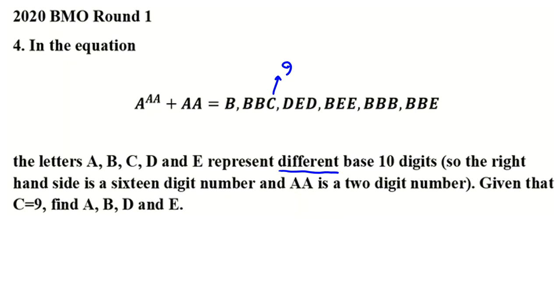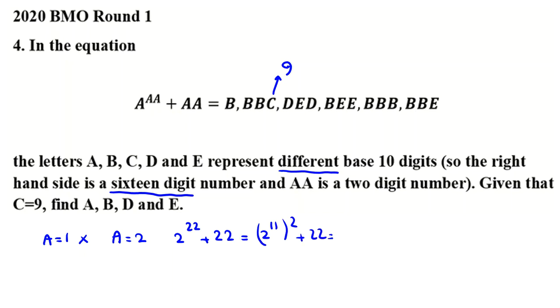So, let's solve this problem. At first, we should find A. A equal to 1 is impossible because it will be 1 to the power of 11 plus 11, which is 12, a 2-digit number. But the right-hand side is a 16-digit number, the problem says, so it's impossible. If you replace A with 2, it will be 2 to the power of 22 plus 22. It will be around what? Let me tell you. For example, it will be 2 to the power of 11 squared plus 22.